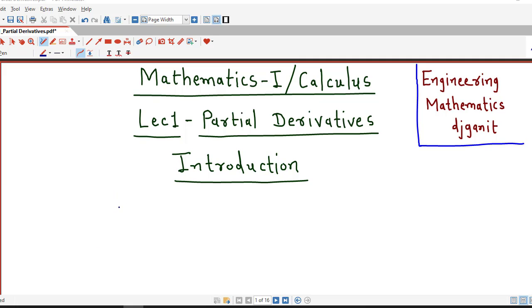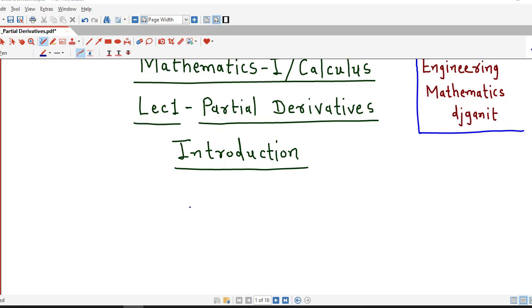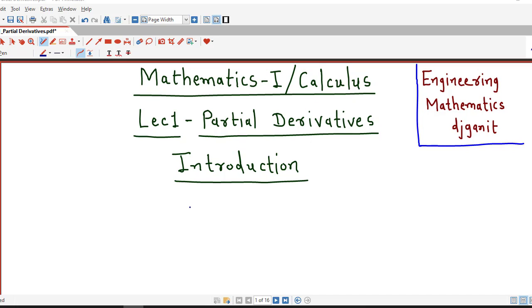Today we are going to discuss one important topic of calculus known as partial derivatives. So in this lecture we will introduce partial derivatives, we will define partial derivatives, and we will understand how to calculate partial derivatives of a given function. So let's start with what we mean by partial derivatives.